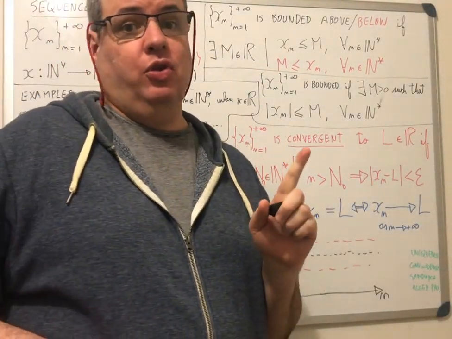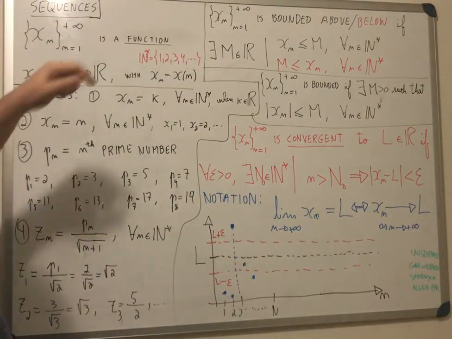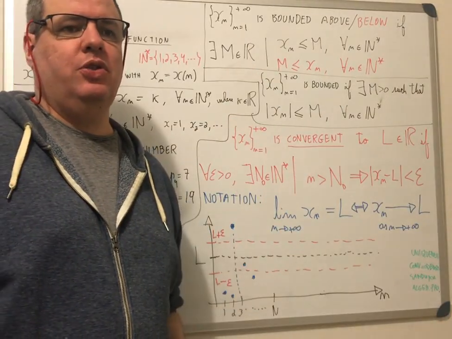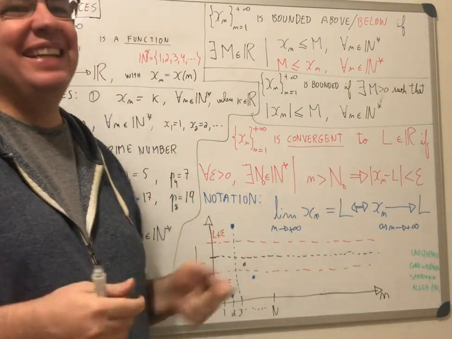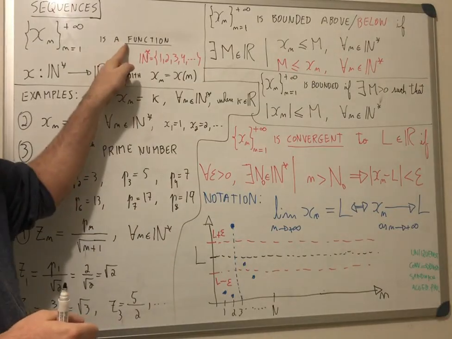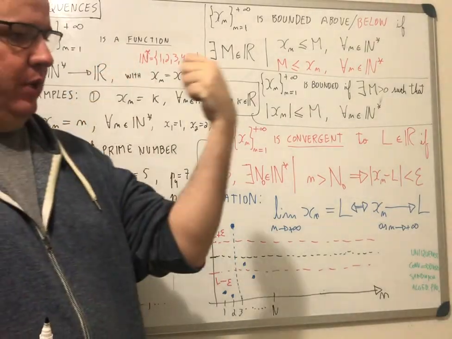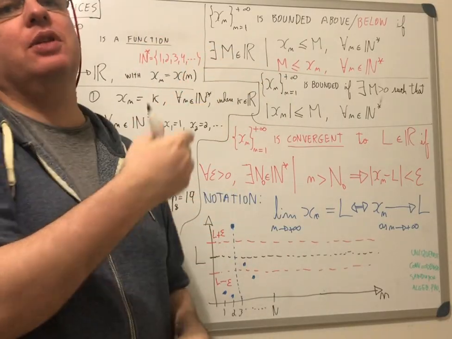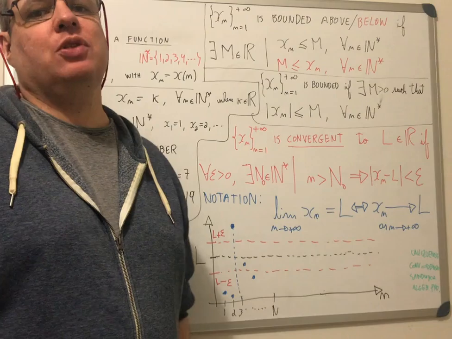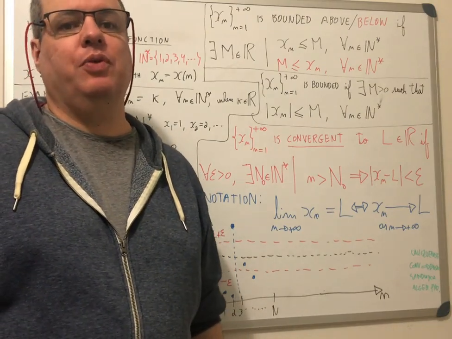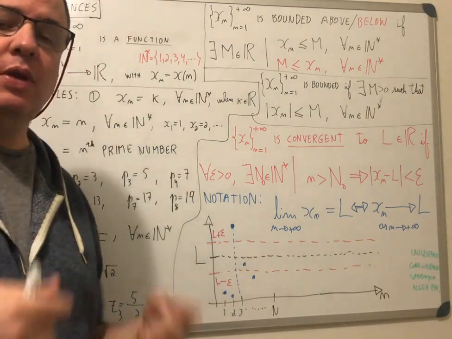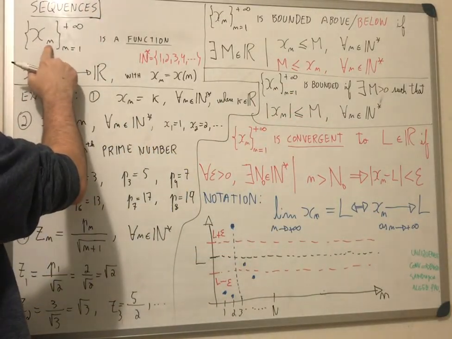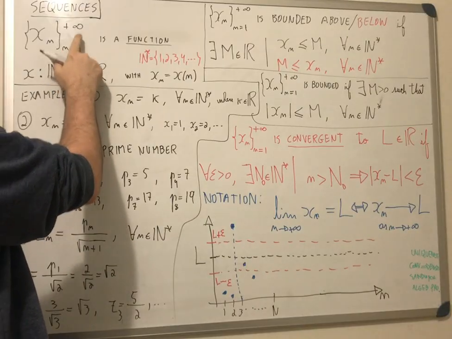Let's talk about sequences today. So a sequence of numbers is just what the name suggests, it's a sequence. It's going to be a function where we tell this is the first element of the sequence, that's the second element, that's the third, and all the elements of the sequence are going to be real numbers.